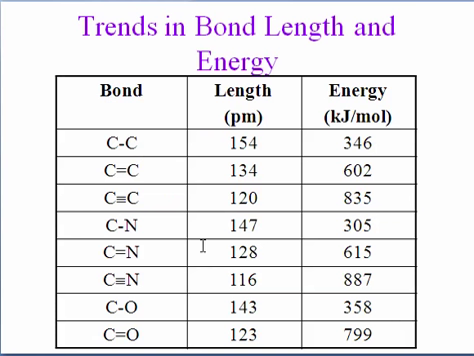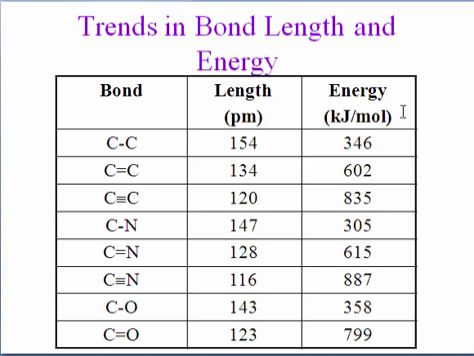And here's some experimental data. Here's a typical bond length between a carbon-carbon single bond, 154 picometers. The typical bond length between a carbon-carbon double bond is shorter, and a carbon-carbon triple bond is even shorter.